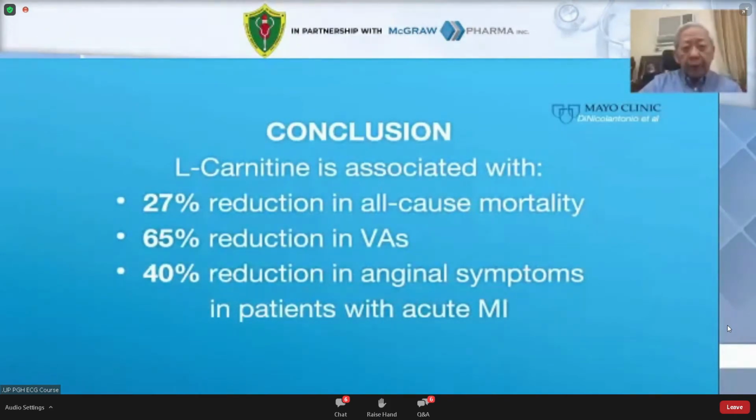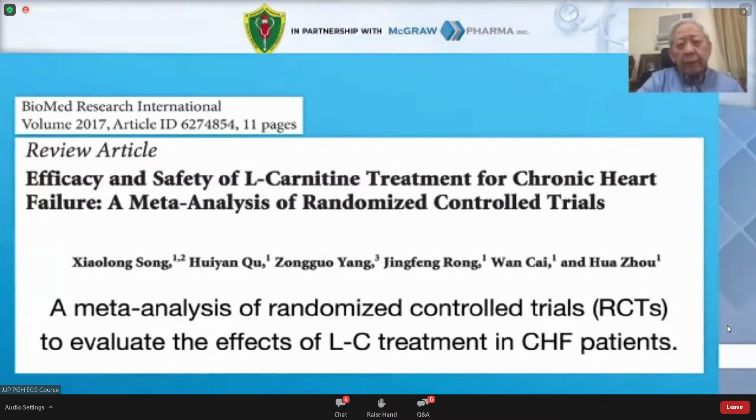Therefore, this particular meta-analysis showed that L-carnitine is associated with a 27% reduction in all-cause mortality, a 65% reduction in ventricular arrhythmias, and a 40% reduction in anginal symptoms in patients with acute myocardial infarction. The next study that I will share with you is another meta-analysis published in 2017 by Song.